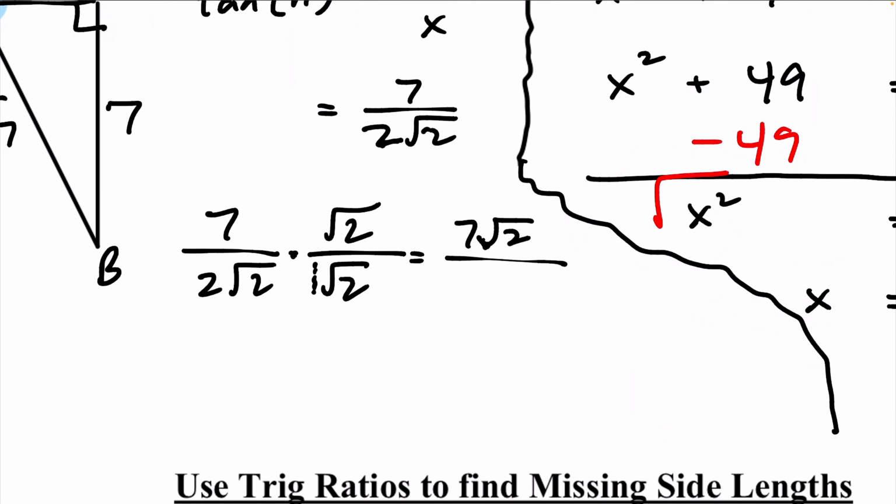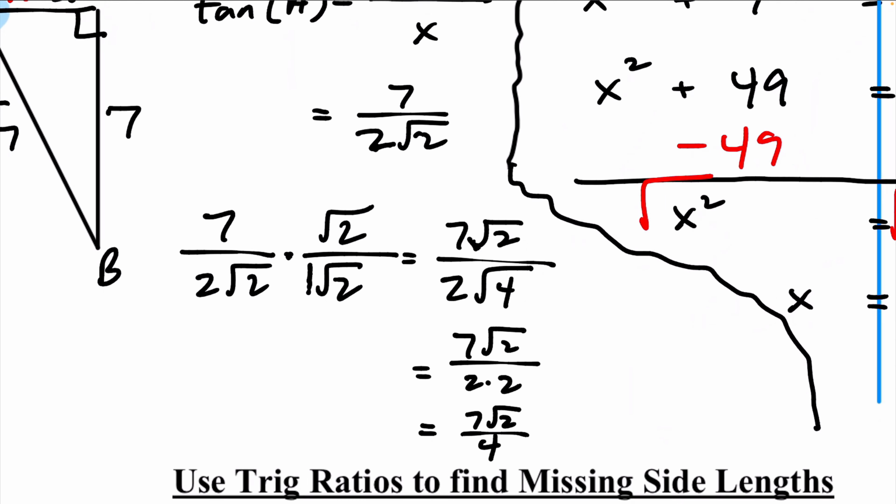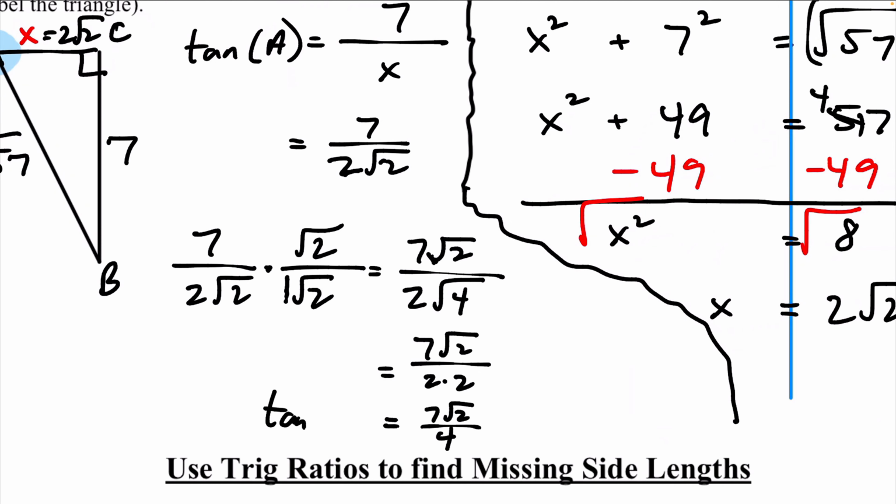Now there's a 1 here that we don't write, but there is a 1 there. So I can multiply 2 times 1, because those are both on the outside. And I can multiply 2 times 2, because those are both on the inside. To make 4. What is the square root of 4? 2. So really on the bottom it's 2 times 2, which is 4. So tangent of A, isn't it?